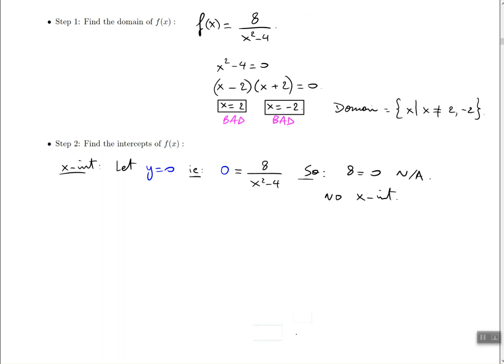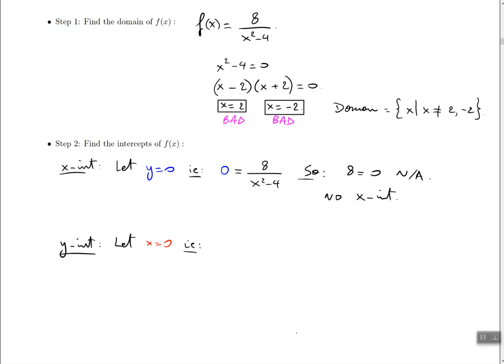So for the x-intercepts, we are going to let y equal to 0, which means we want the fraction 8 over x squared minus 4 to be equal to 0. But if we cross multiply, that means 8 has to be equal to 0, which is virtually impossible. So there is no x-intercept. So this graph does not cross the x-axis.